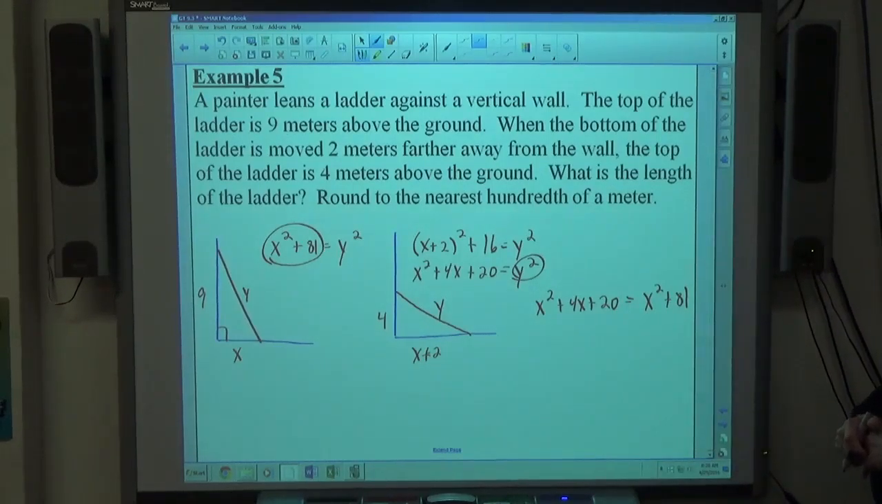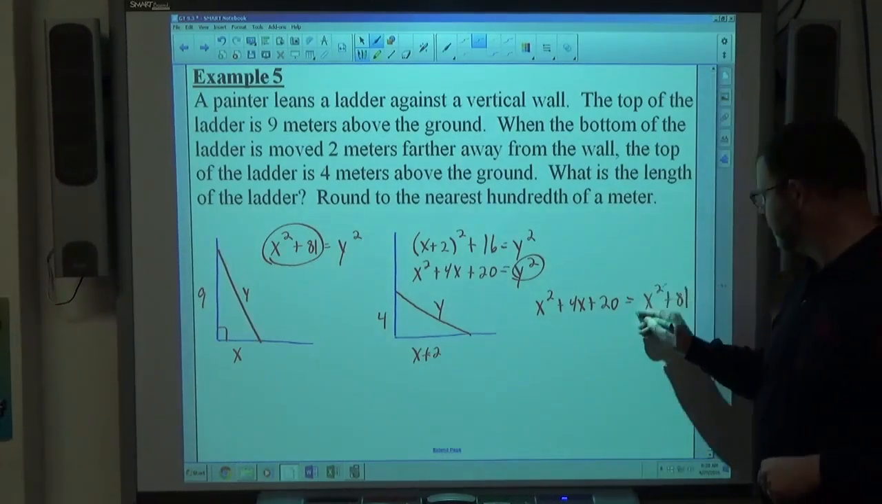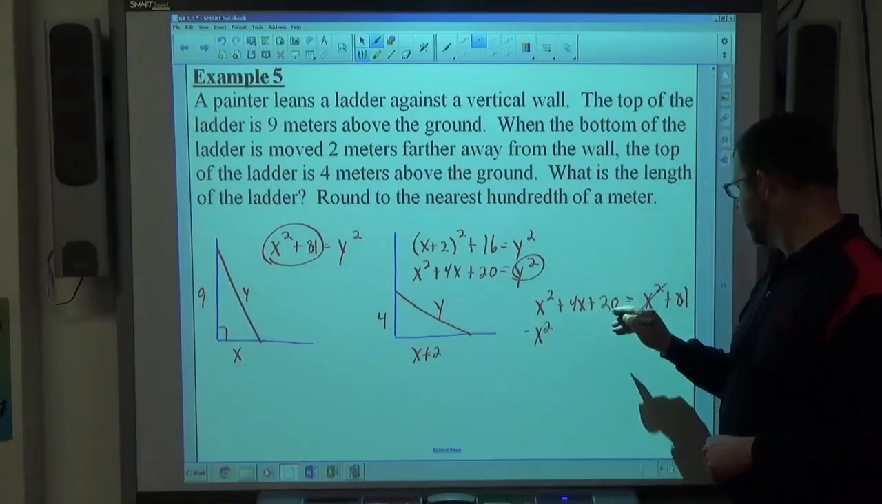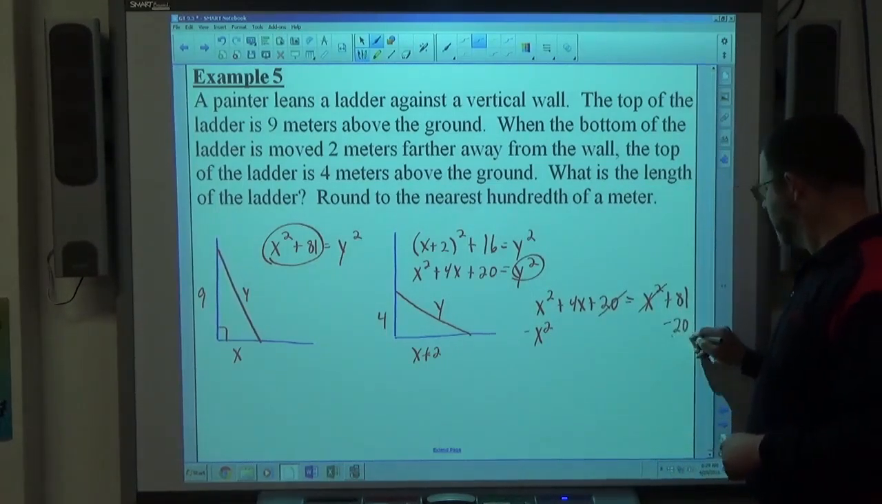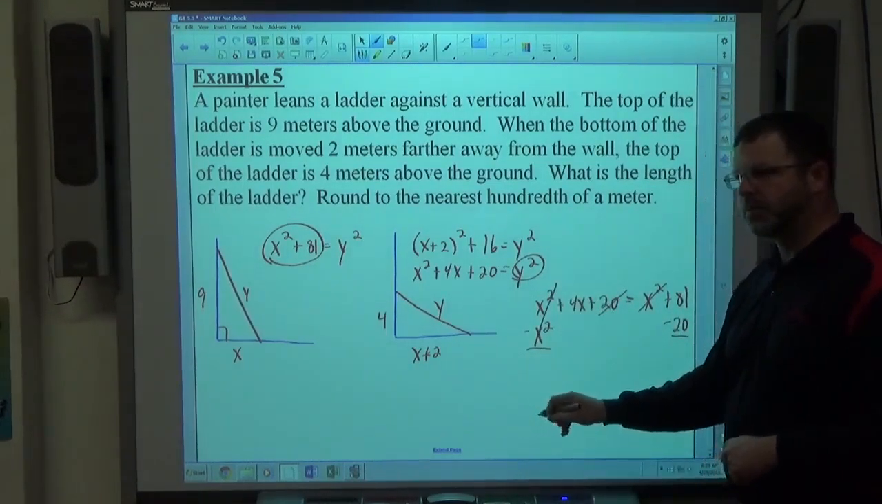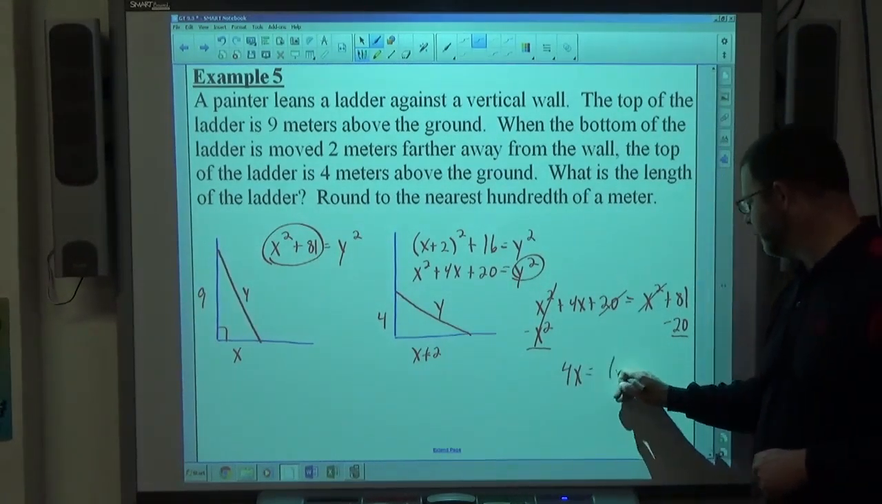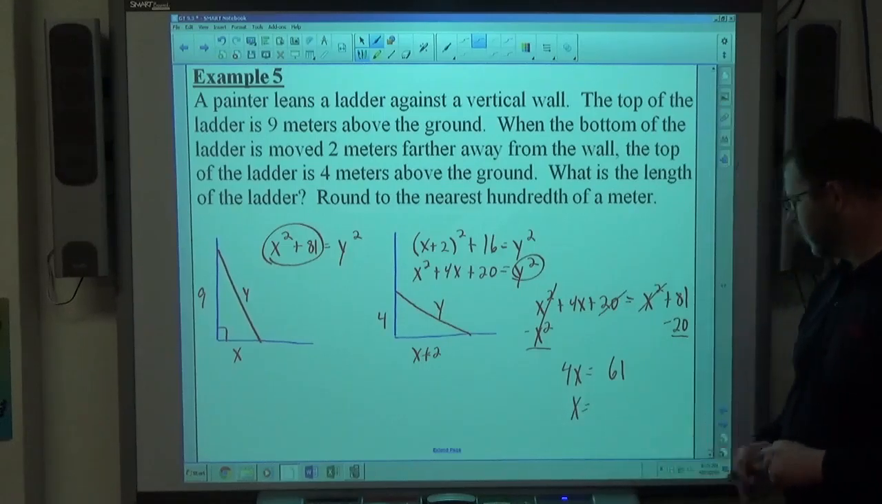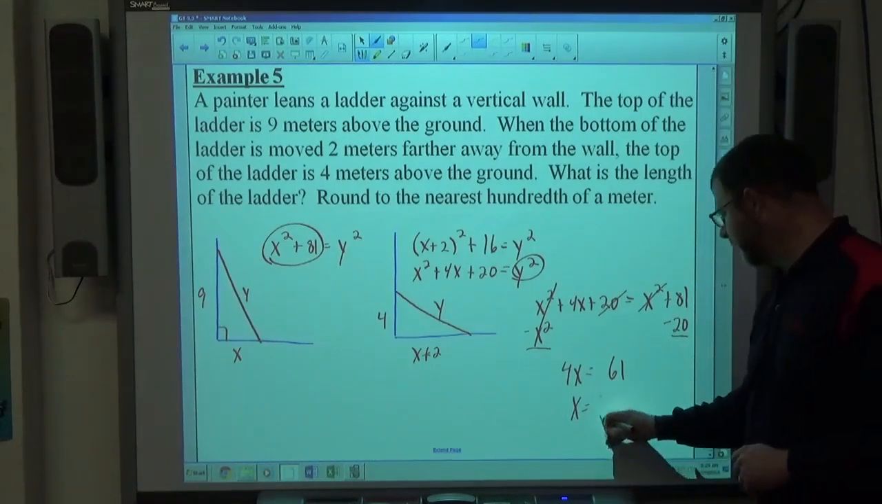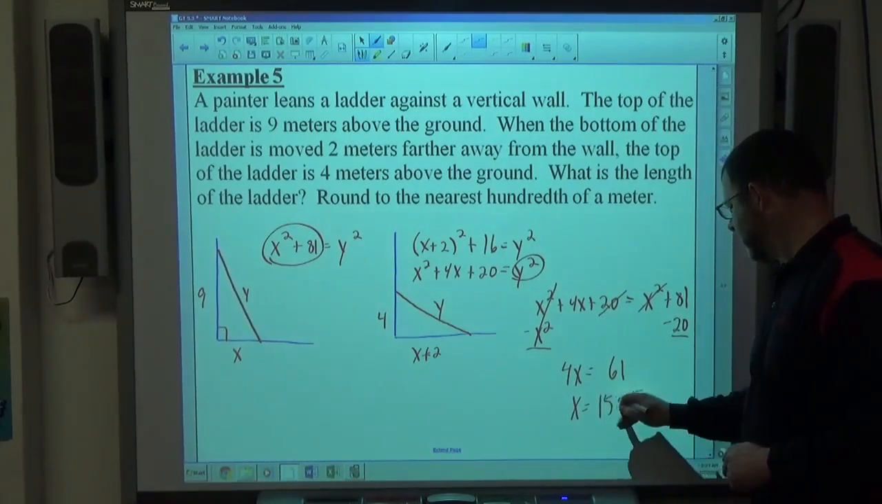If I move the x squared to the left and the 20 to the right, x squareds cancel. I'm left with 4x on the left is equal to 61 on the right. So x is equal to 15.25 meters.